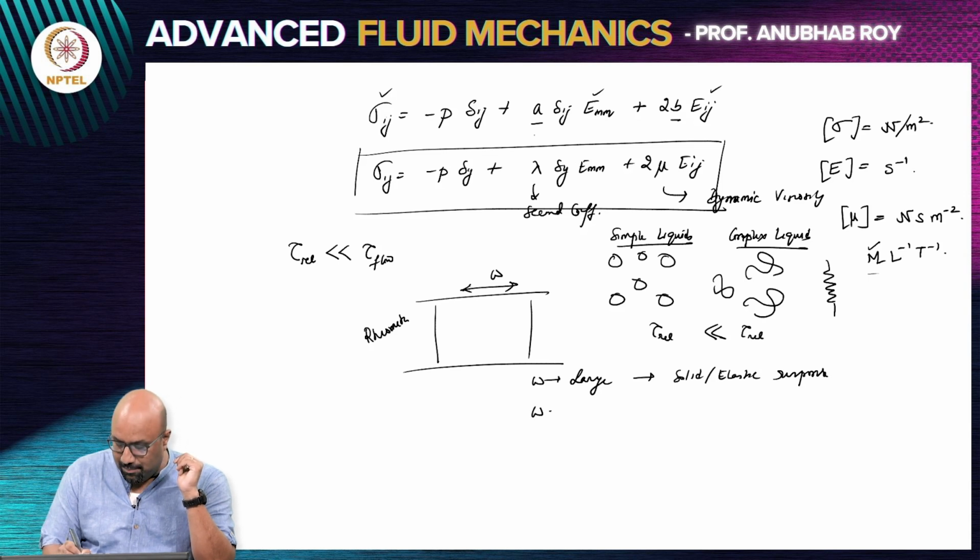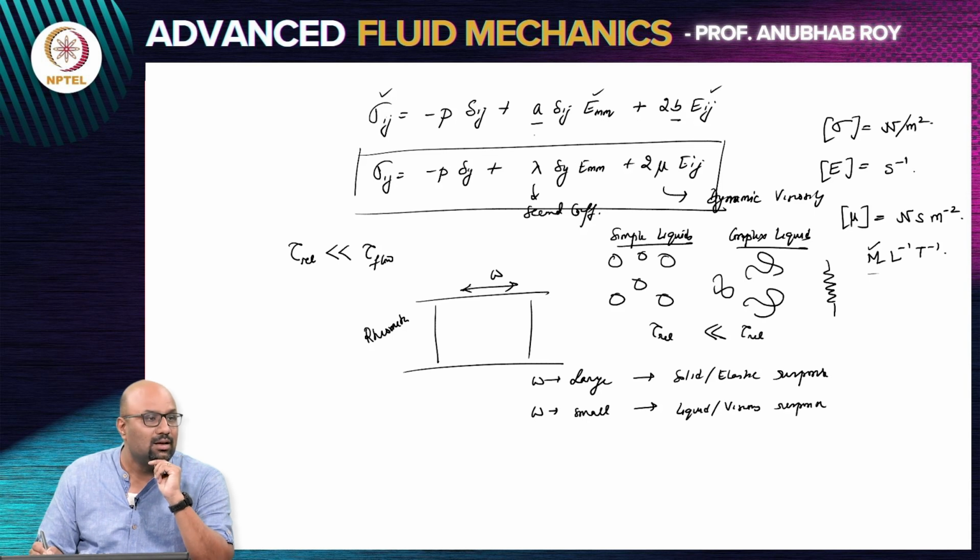Whereas, if you sample the system at small frequencies or large time scales, then you are going to see a liquid or a viscous response. So, everything is capable of showing elastic or viscous response. It always depends on the time scale, because when I say large or small, omega is a dimensional quantity. So, something being large or small is meaningless for a pure dimensional quantity.